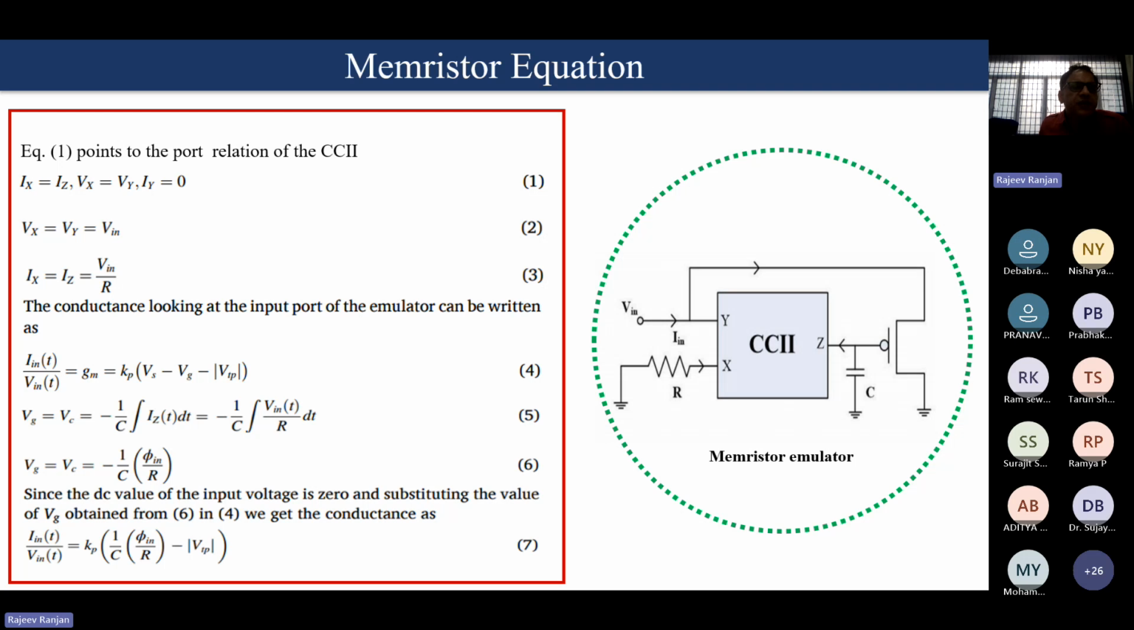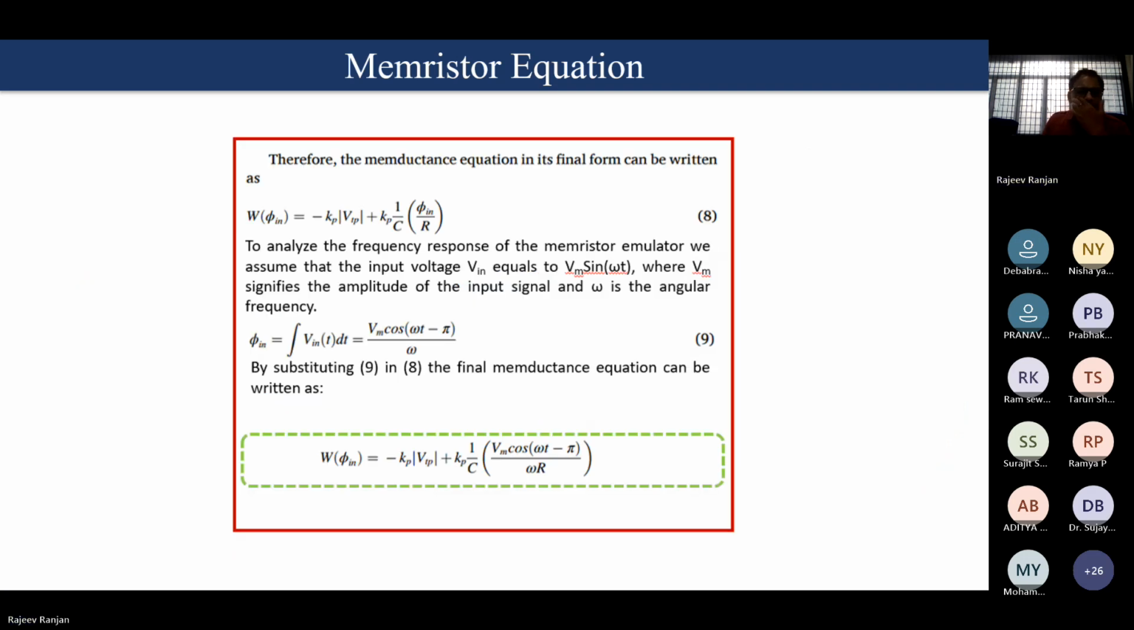equal to Gm into Kp (Vs minus Vg) Vy. So Vc equals 1 upon C integral of Iz dt, which is equal to minus 1 upon C integral of V in upon R dt. So Vs and Vc equal to 1 minus 1 upon C phi in upon R. Since the value of the input voltage is 0, substituting, we will get equation 7. Therefore, the Memristor equation, its final form can be written as W(phi in) equal to minus Kp or plus 1 Kp Ic1.